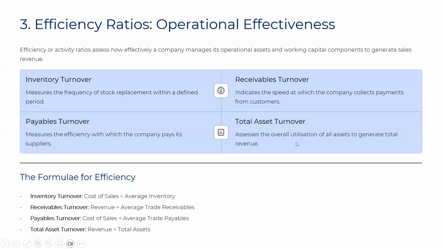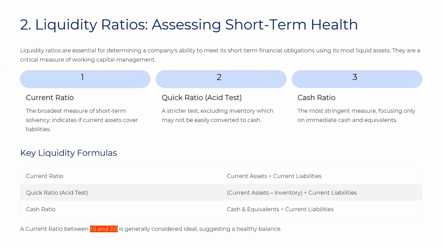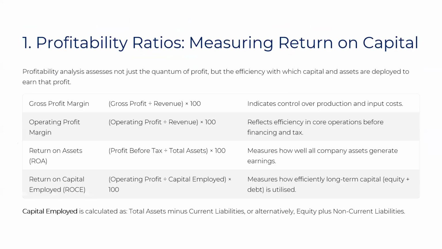So that's basically the theoretical aspect of the three categories of ratios we are looking at. For profitability, we have four of them.